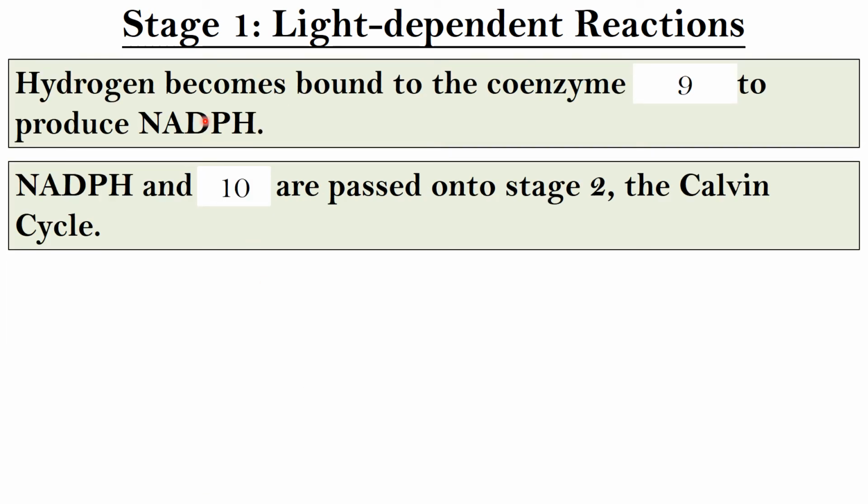Now, the hydrogen produced, hopefully you can work this out. You'll remember NADH from respiration in Unit 1. So here we've got NADPH. Hydrogen becomes bound to the coenzyme to produce NADPH. If NAD becomes NADH, then number 9, NADP produces NADPH. And NADPH and something else are passed on to stage 2. Number 10 is ATP. So NADPH and ATP go into stage 2, which is called the Calvin cycle.